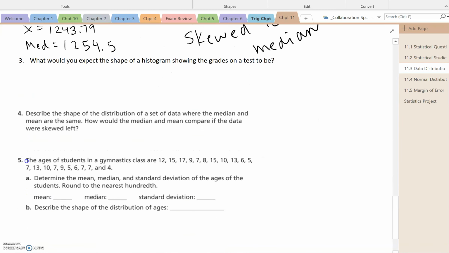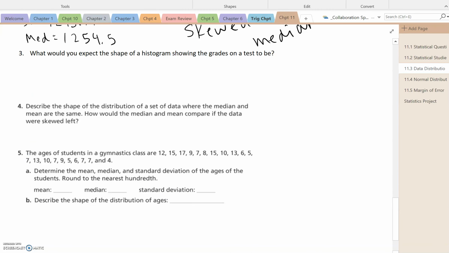Okay, part 3. What would you expect the shape of a histogram showing the grades on a test to be? This will obviously depend on whether or not the class thought that the test was easy. In my experience as an educator, I would hope to see, instead of a symmetric bell curve where the mode was a C, a bell curve that looks like this, where maybe this is about a B or an A, and only a couple people got lower grades, like D's and F's. So a graph that looks like this would be skewed left.